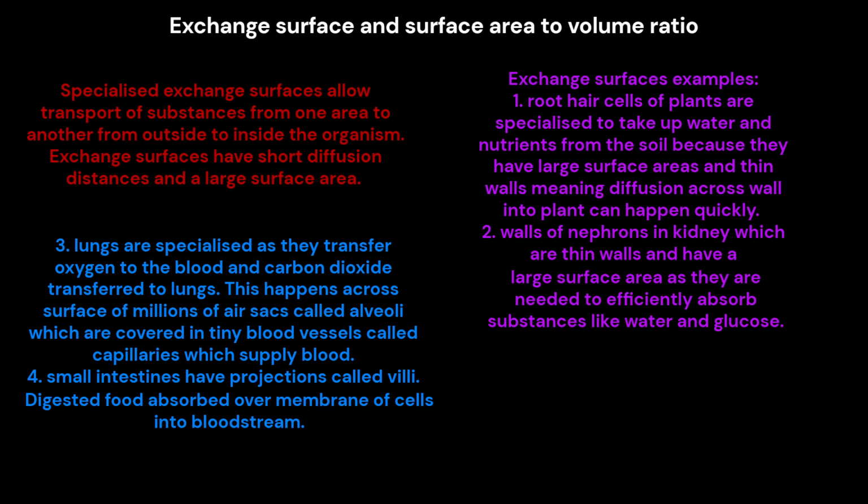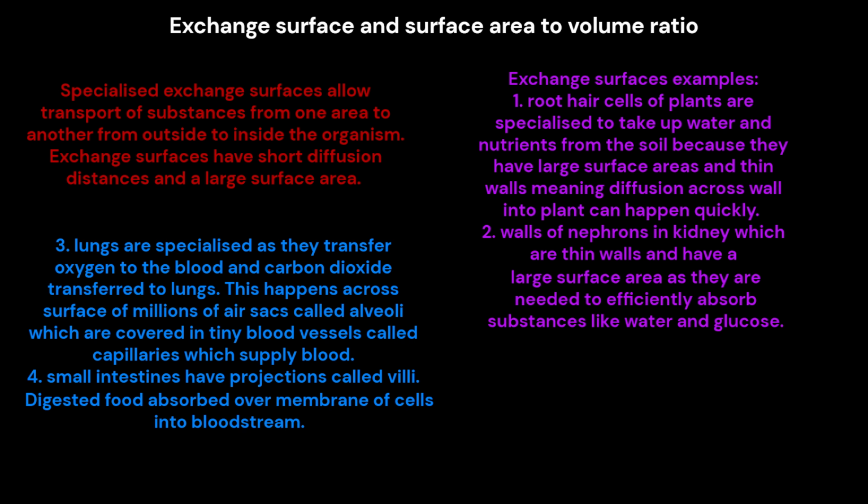2. Walls of nephrons in the kidney are thin and have a large surface area, as they are needed to efficiently absorb substances like water and glucose. 3. Lungs are specialized as they transfer oxygen to the blood and carbon dioxide to the lungs. This happens across the surface of millions of air sacs called alveoli, which are covered in tiny blood vessels called capillaries, which supply blood. 4. Small intestines have projections called villi.